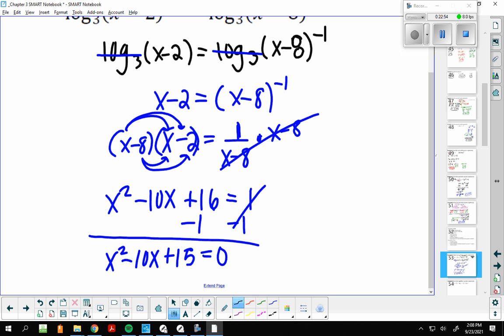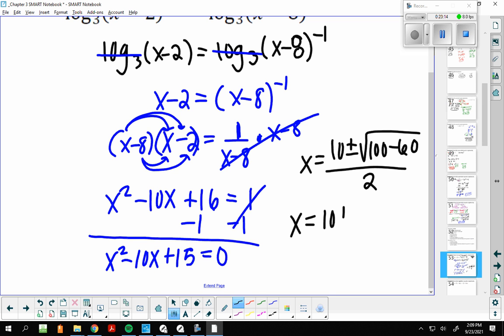So let's do that. x equals negative times negative 10, so positive 10, plus or minus the square root of negative 10 squared, which is positive 100, minus 4 times 1 times positive 15, so that's minus 60, all over 2 times 1. So that's 10 plus or minus the square root of 40. Does 40 have any perfect square factors? 4 and 10. So I'm going to rewrite this as 4 times 10, and the square root of 4 is 2. So 10 plus or minus 2 root 10 all over 2.